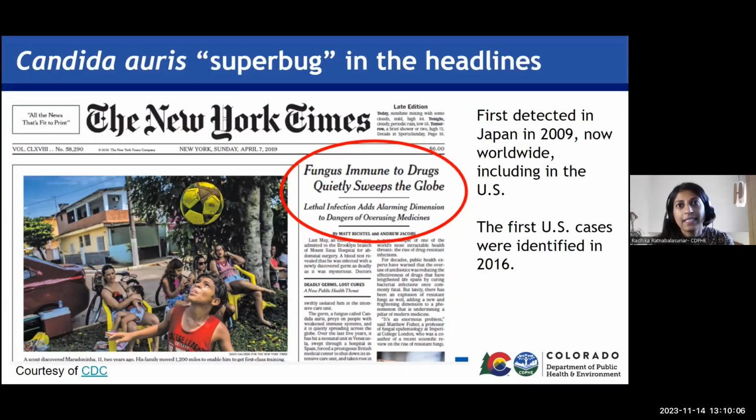So you may have seen headlines regarding Candida auris. It was first detected in Japan in 2009, but now it's worldwide, including in the US. And the first US cases were identified in 2016. And part of the reason it was in the headlines is because it was identified as a superbug. Next slide, please.